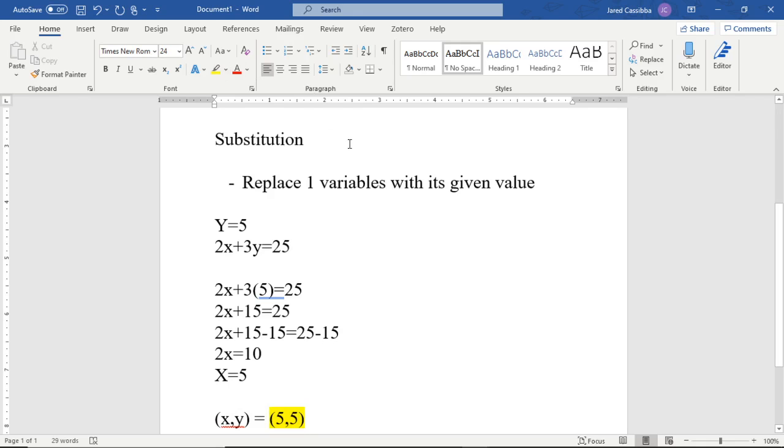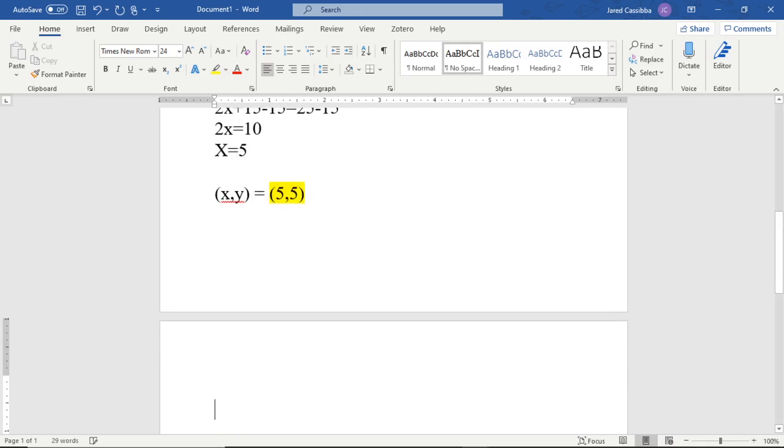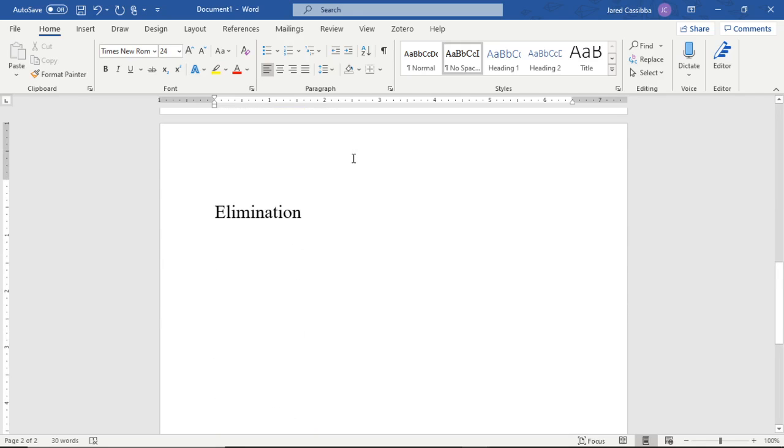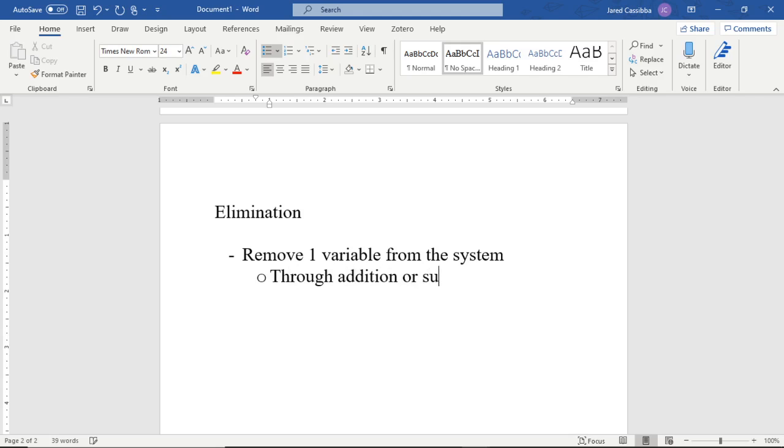All right, so the second way is called elimination. Elimination, just like it says in the word, I'm going to physically remove one variable entirely from the system. This is going to be done through addition or subtraction.